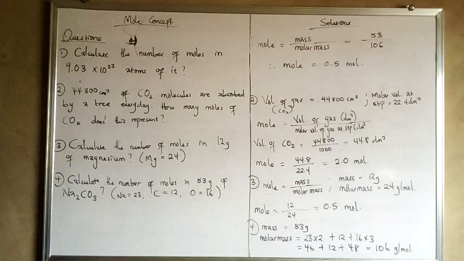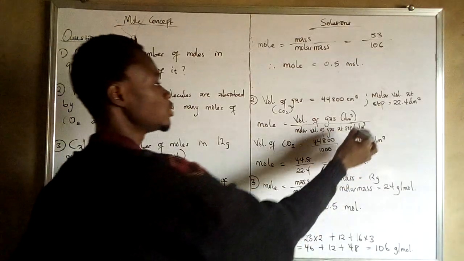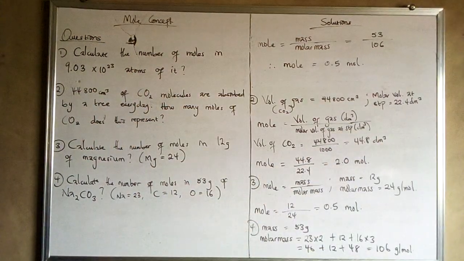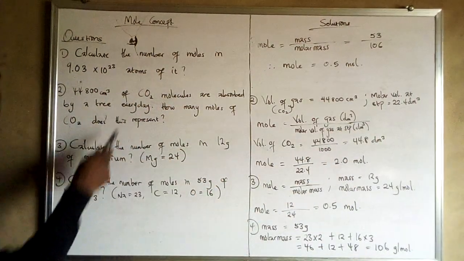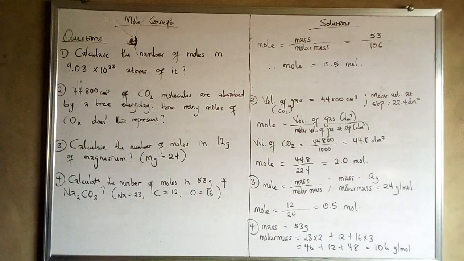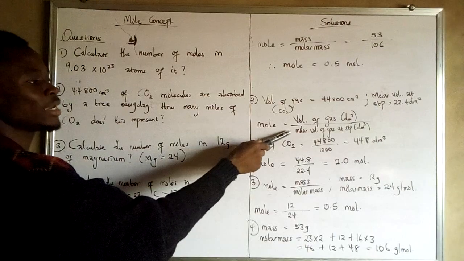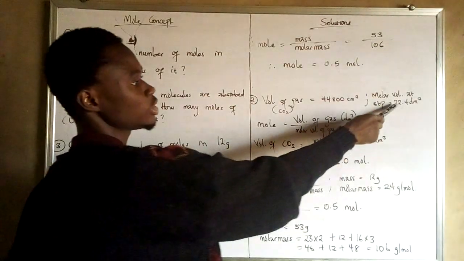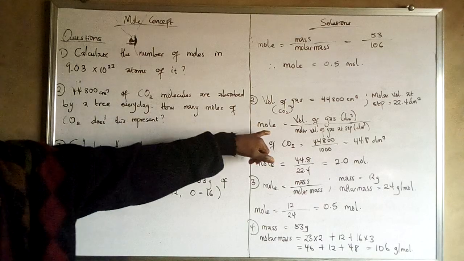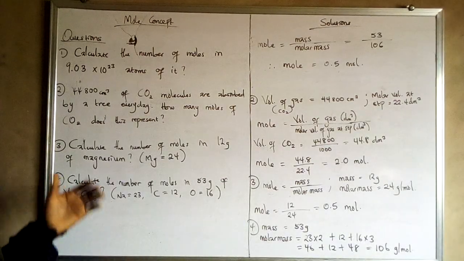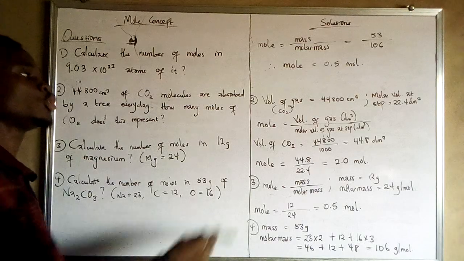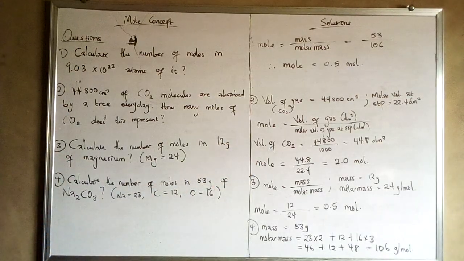In the second question, they gave us the volume of the gas involved. Here we use the formula: mole is equal to volume of gas in dm cube over molar volume of gas at STP, which must also be in dm cube. Before you can use a formula like this, you have to ensure that the question is involving a gas, because the molar volume of gas at STP is 22.4 dm cube. So if the substance is not in gaseous form, we cannot use this formula.